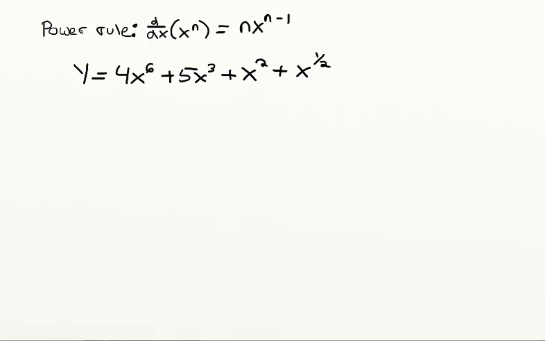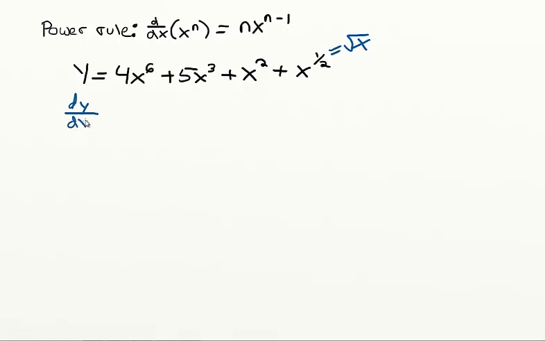This video is going to cover the power rule, and so we're going to go ahead and take the derivative of this function y equals 4x to the 6th plus 5x cubed plus x squared plus x to the 1/2, which is actually the square root of x. We're just writing the square root as an exponent. So we're going to go ahead and take the derivative.